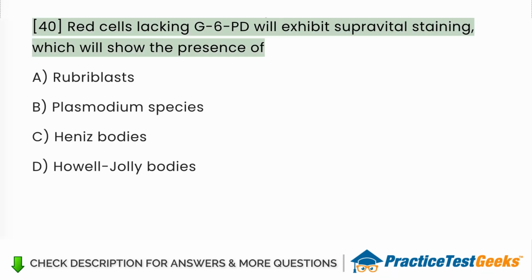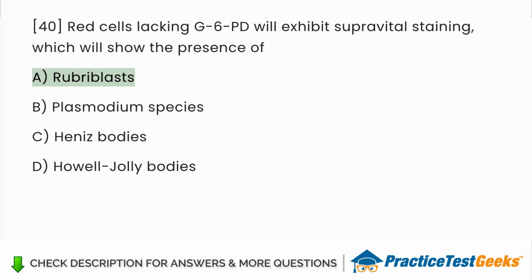Red cells lacking G6PD will exhibit supravital staining, which will show the presence of A. Rubroblasts. B. Plasmodium species. C. Heinz bodies. D. Howell-Jolly bodies.